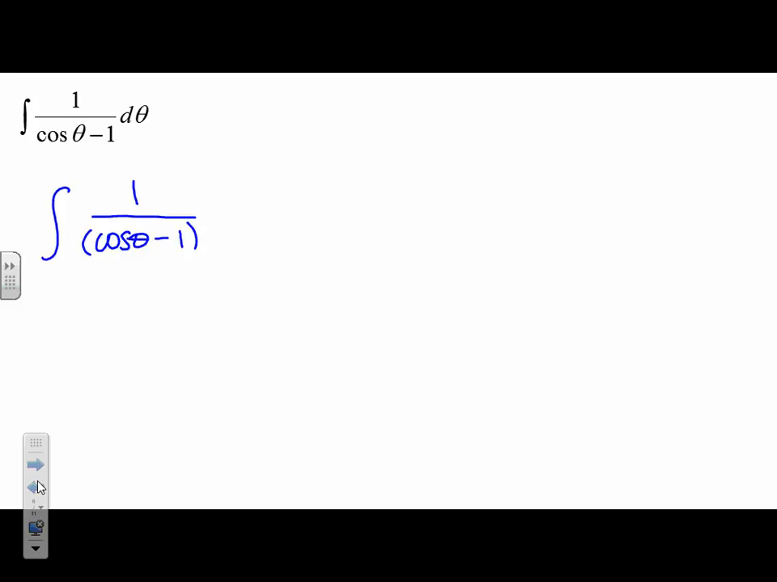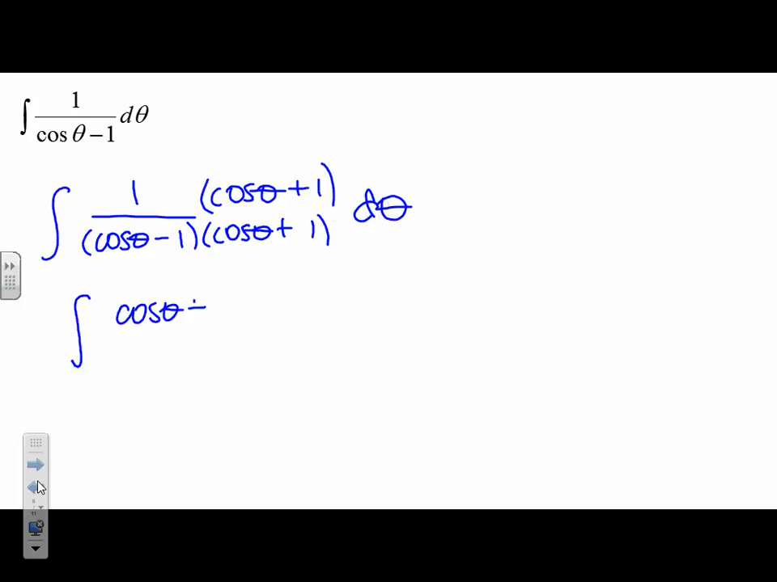Well, I would call that a trig conjugate. Complex conjugate would be for complex numbers. You see what I'm saying? These are conjugates, but with trig. Oh, okay. So if we multiply by the conjugate, cosine of theta plus 1 is in the numerator. But in the denominator, we get cosine squared theta minus 1.